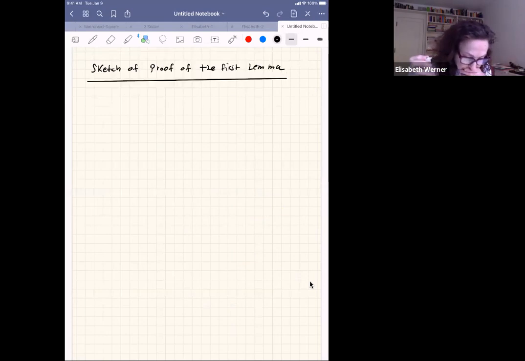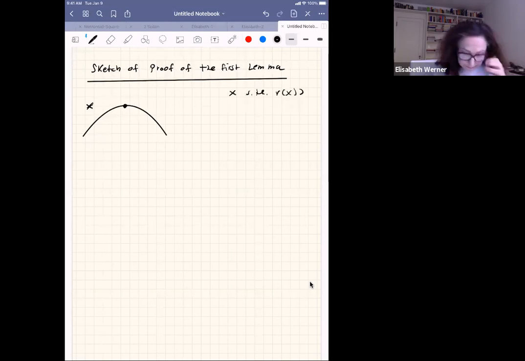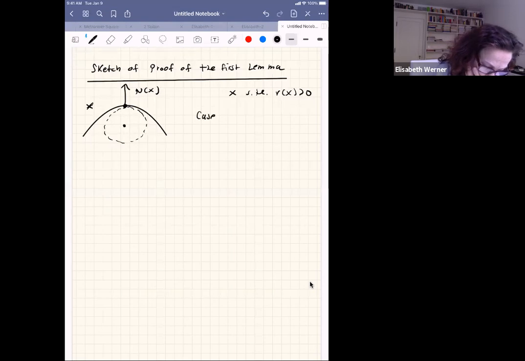Okay, so let's see. Let's start with a picture. So we have the boundary of our convex body, and let's pick a point x on the boundary, such that r of x is strictly positive. And let's also draw the outer normal in x. Let's draw the rolling ball here. Here is the center of the rolling ball. So I'm only going to discuss a specific case, when it actually so happens that x delta sits nicely in this rolling ball.